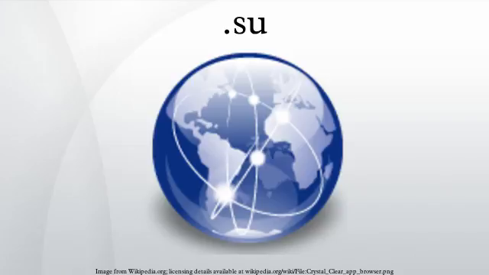SU was assigned as the country code top-level domain for the Soviet Union on September 19, 1990. Even though the Soviet Union itself was dissolved a mere 15 months later, the SU top-level domain remains in use today. It is administered by the Russian Institute for Public Networks.